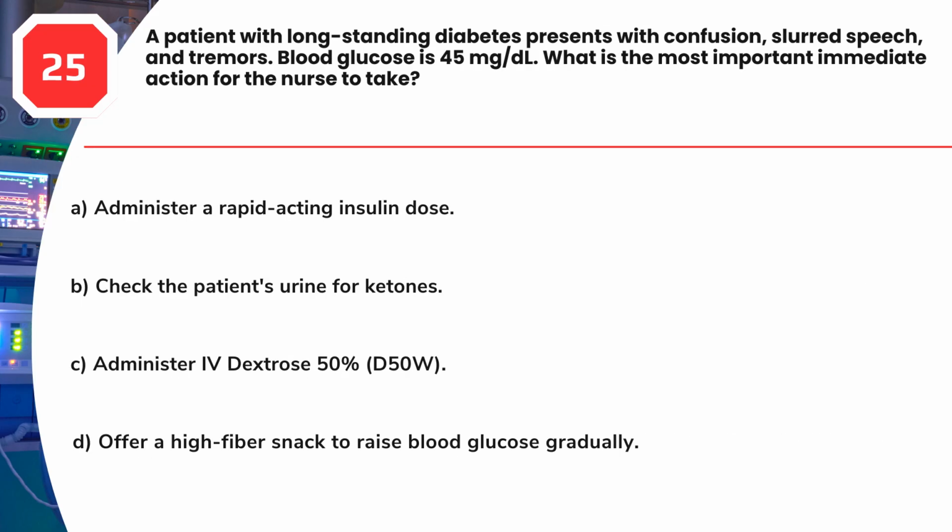Question 25. A patient with long-standing diabetes presents with confusion, slurred speech, and tremors. Blood glucose is 45 milligrams per deciliter. What is the most important immediate action for the nurse to take? A. Administer a rapid-acting insulin dose. B. Check the patient's urine for ketones. C. Administer 4 dextrose 50%, D50W. D. Offer a high-fiber snack to raise blood glucose gradually. Answer C.